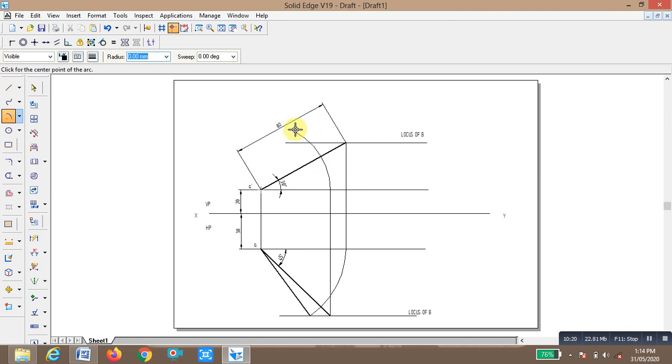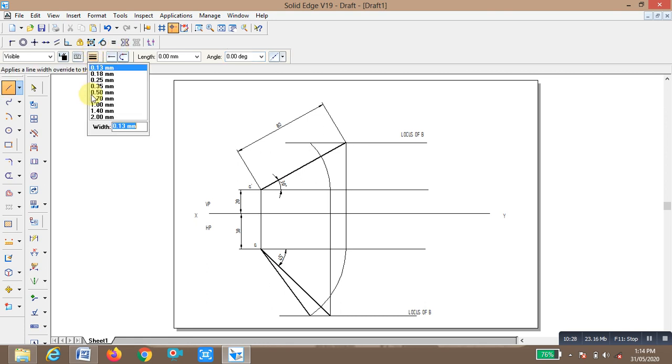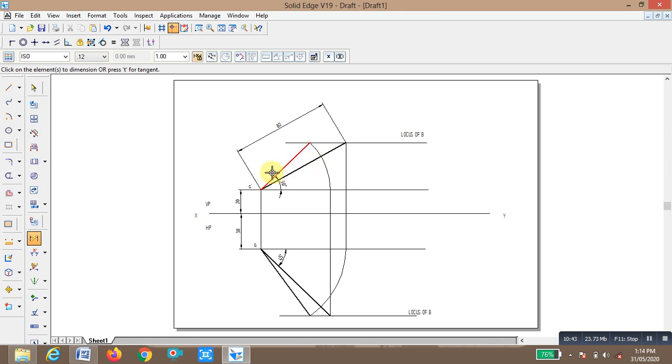Then take the line thickness of 0.5. You select this as the starting point. Where this arc cuts the locus of B, there we have to connect. Now we measure the dimensions. This is the apparent length in the front view. This is the apparent length in the top view.